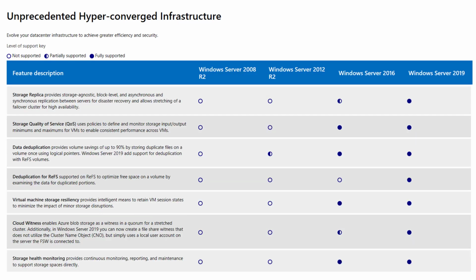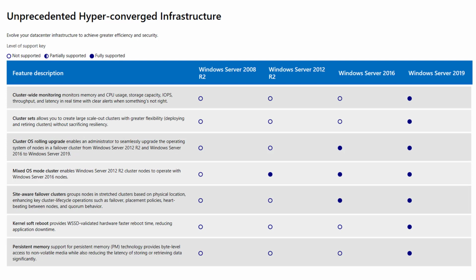Then we have the new deduplication for the Resilient File System. Deduplication is available since Windows Server 2012 for the New Technology File System. Now it's available for the Resilient File System in Storage Spaces Direct scenarios. It was already introduced in version 1803 for single volumes with the Resilient File System. Now it's available for Storage Spaces Direct scenarios.